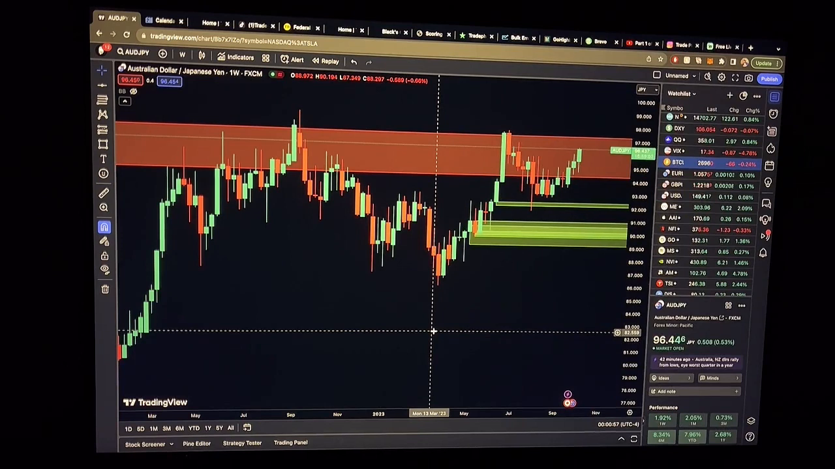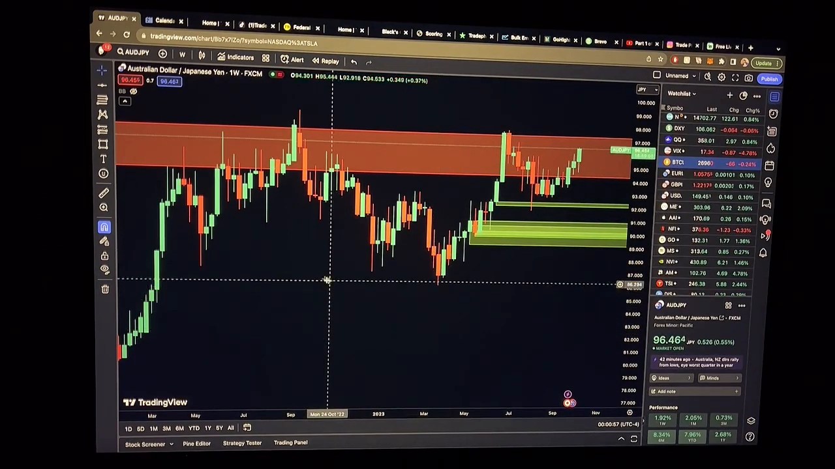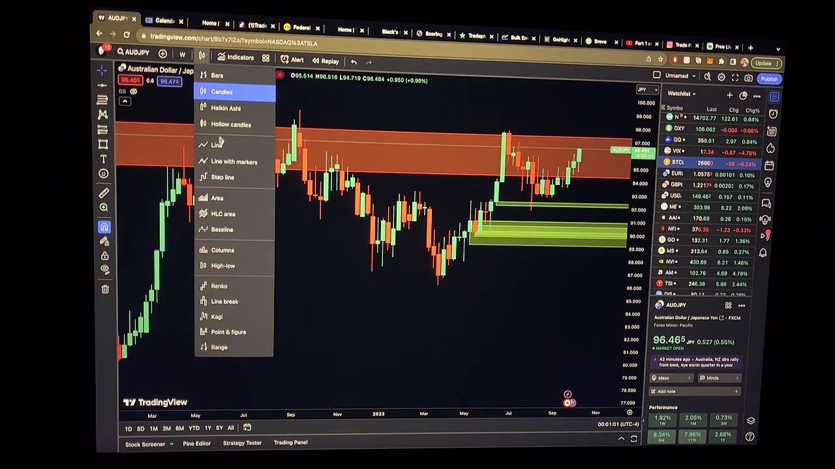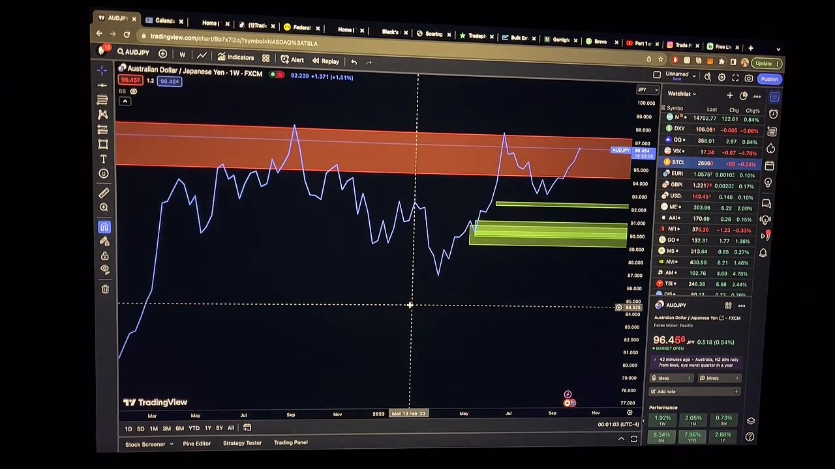All right, so here we are in the weeklies for Aussie Yen. First things first, what is my trend here on the weeklies, guys? Is this an uptrend, a downtrend, or a sideways moving trend? What do you guys think? Up, down, or sideways?